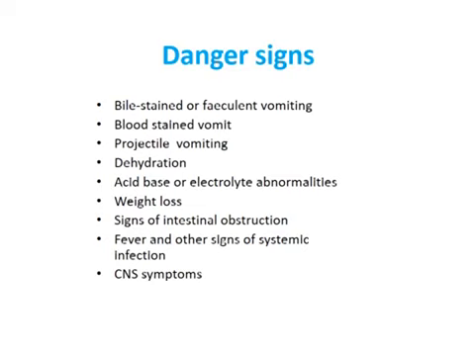Projectile vomiting, especially in a male around 6 weeks, you need to think of pyloric stenosis. If the vomiting causes dehydration or any acid-base or electrolyte abnormalities, if there's any significant weight loss, if there are other signs of intestinal obstruction, we need to be careful. Neurological symptoms or other systemic infections are also important danger signs.